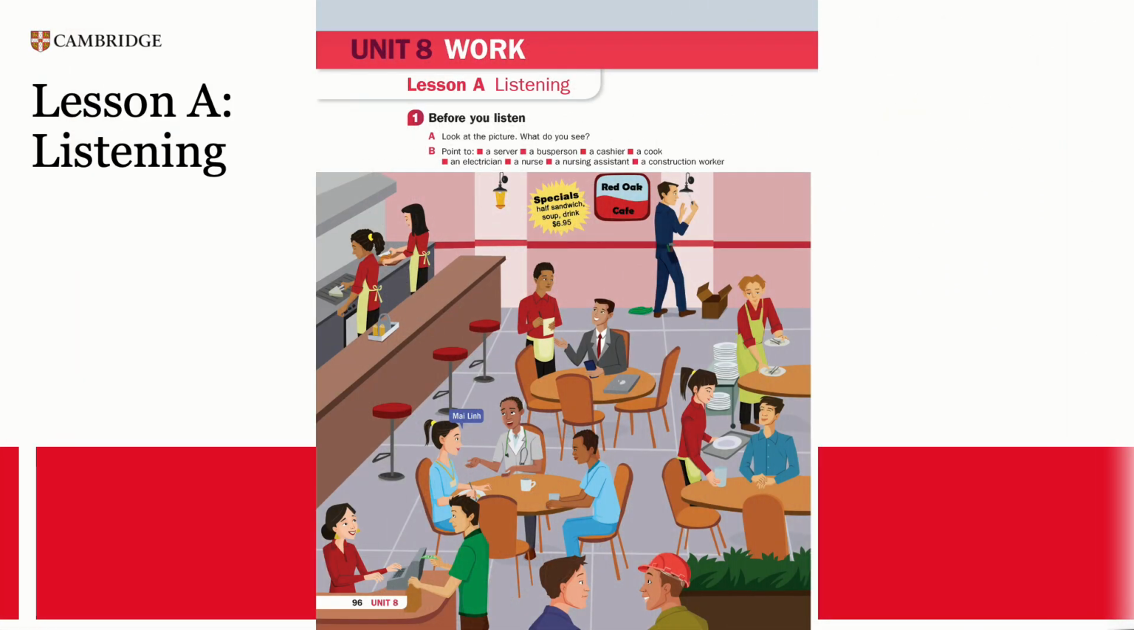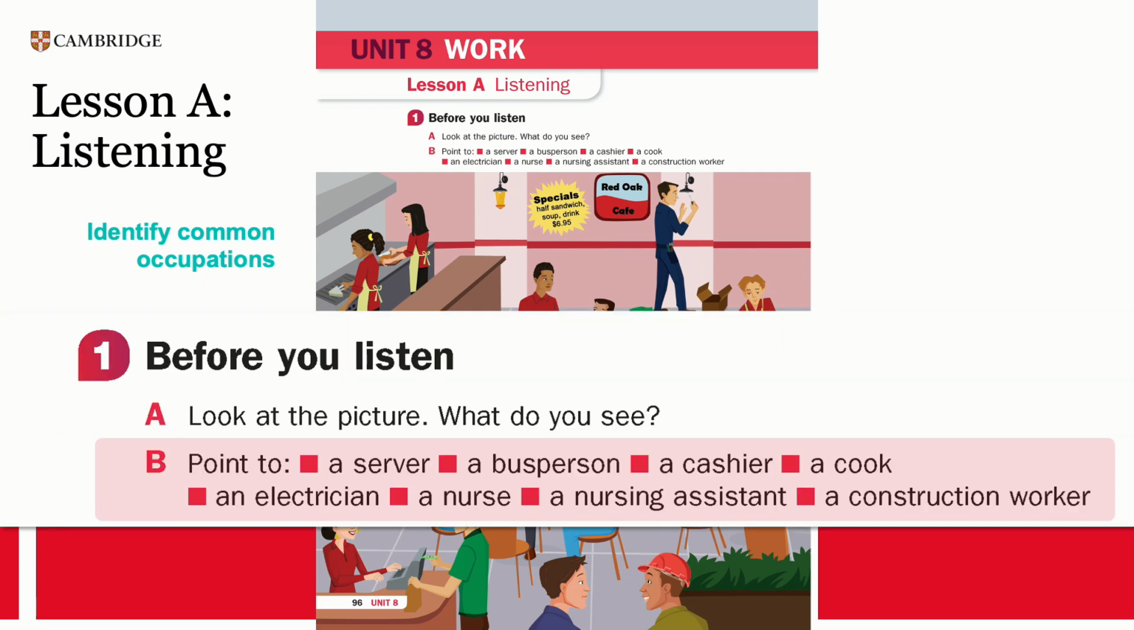Let's look at Unit 8 again. The title of Unit 8 is Work. Therefore, it's not surprising that the majority of the competencies covered in this unit have to do with the CASAS competencies in the area of employment. Lesson A introduces key vocabulary and practices listening skills. The competency being covered here is Identify Common Occupations. For example, server, busperson, and cashier.